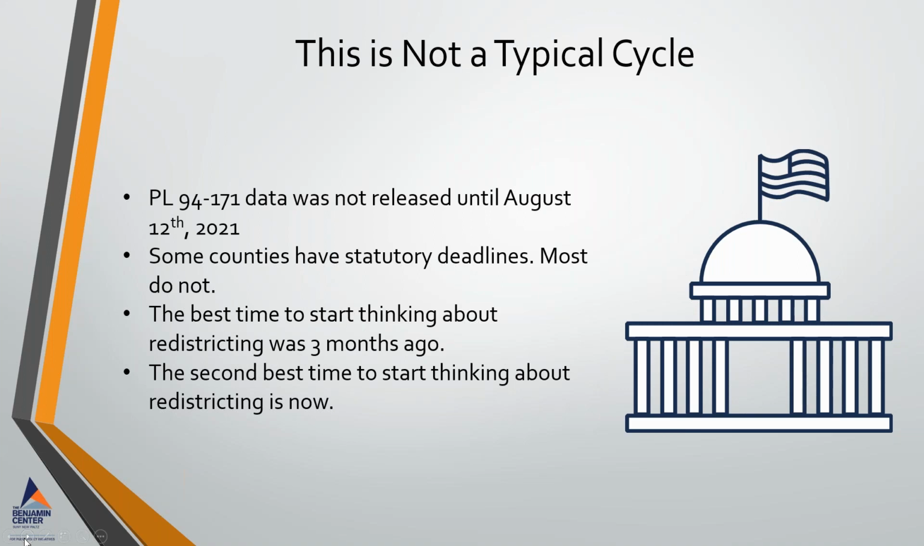So, it's much like planting a tree. When's the best time to plant a tree? 30 years ago. When's the second best time? Now. Well, the best time to start thinking about redistricting was about 3 or 4 months ago. The second best time to start thinking about redistricting is now.